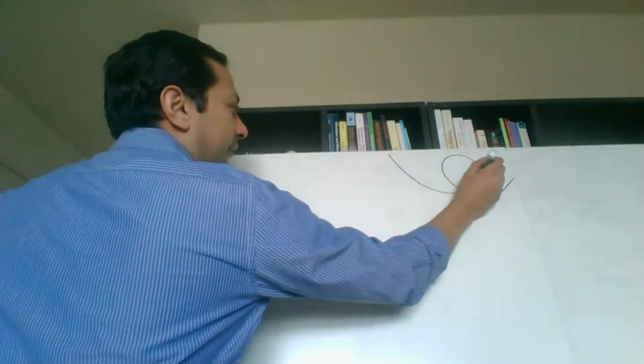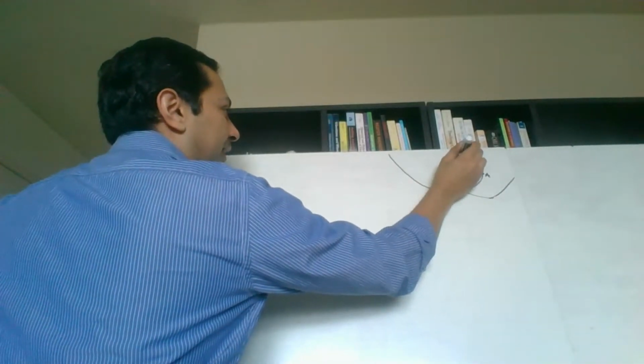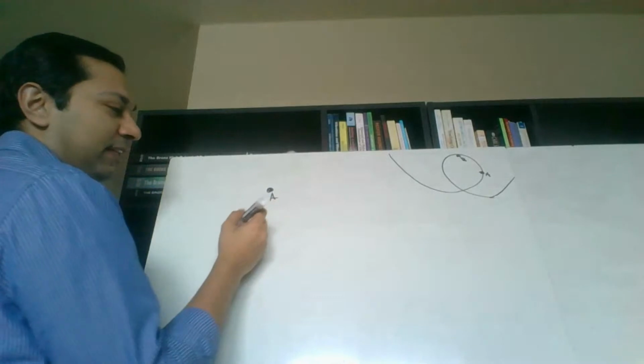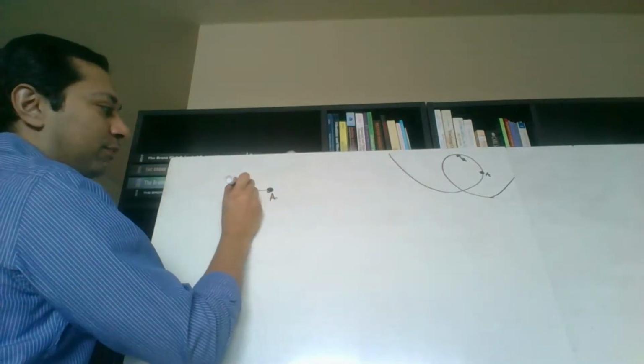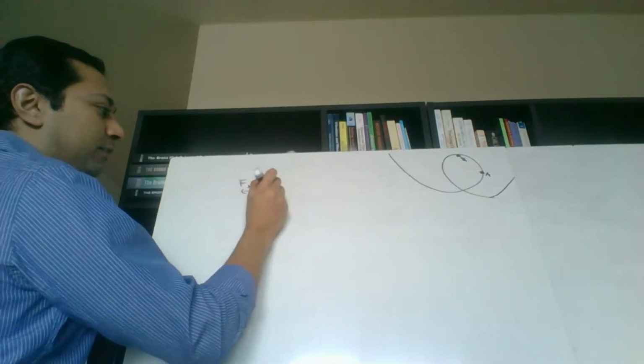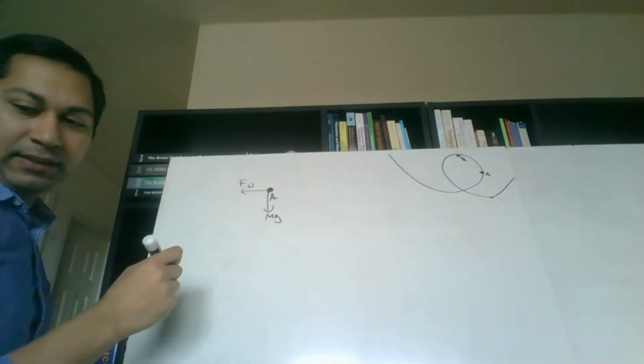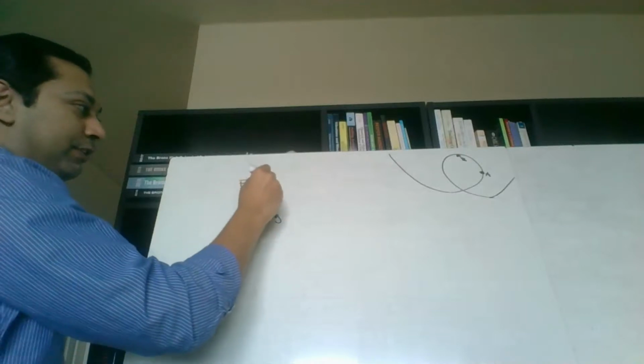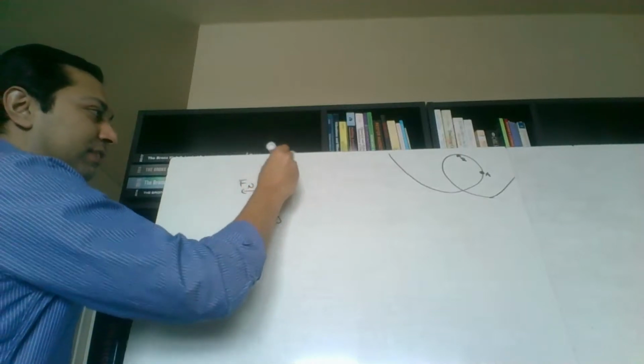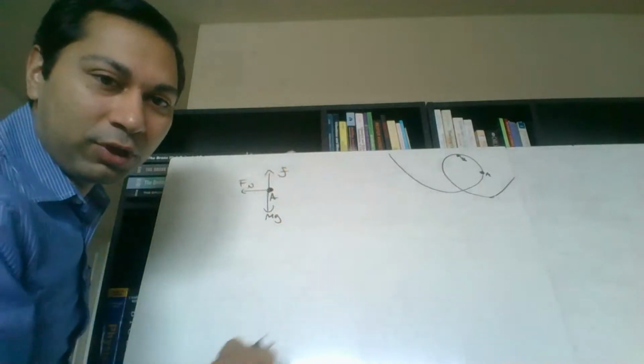So this is point A. This is point B. And we want to draw free body diagrams. So at A, you have a normal force pushing this way. You have the force of gravity going down. And you have the force of friction pointing upwards. Otherwise, the ball wouldn't rotate.